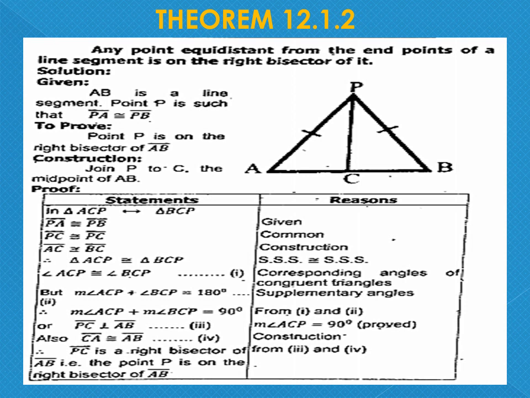When they are 90 degrees, it means line PC is perpendicular to line segment AB, as it is proved. So when it is there, we can say CA is congruent to CB according to construction. So it means, student, it is proved, it is shown. Therefore, PC is the right bisector of AB and the point P is on the right bisector of AB.